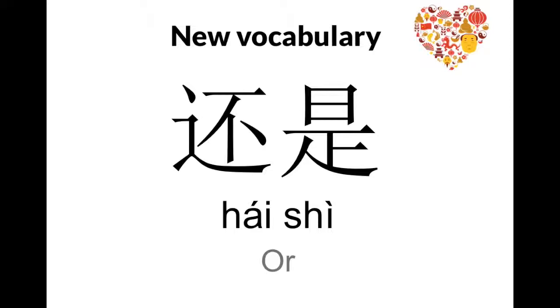Here we start off a little easier with 还是, second tone, fourth tone. Two very common characters, 还 meaning still or yet, and 是 we recognize as to be. Together they form 还是 meaning or.